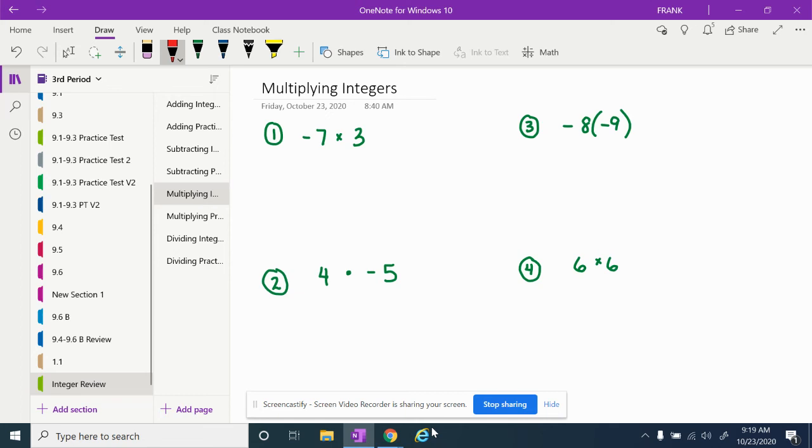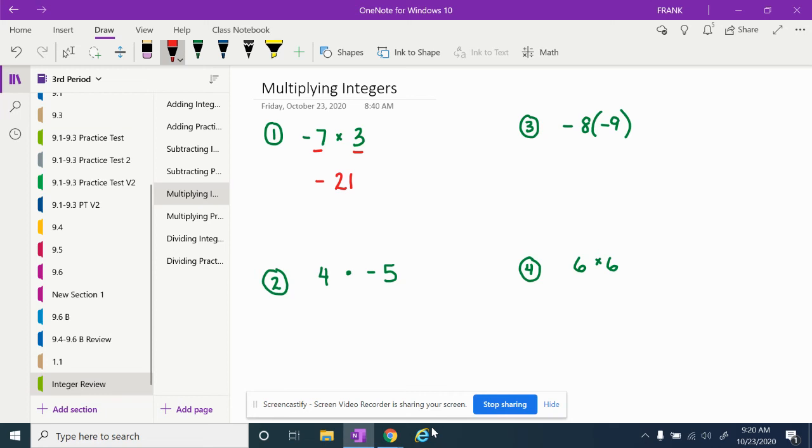So I have negative 7 times 3. I have a negative times a positive. The signs are different. So the answer has to be a negative. And then I just need to know what is 7 times 3, and that is 21. Notice this first one is a negative times a positive. So signs are different. The second one is a positive times a negative.